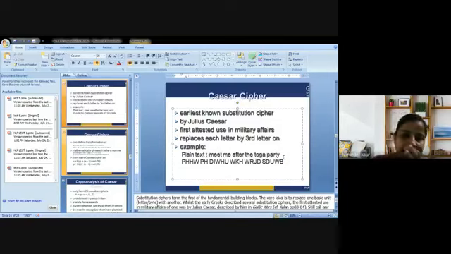M is replaced by P. E will be represented by H. Again E will be represented by H, and T by W. So meet will be represented by PHHW. Next is me. Again M is represented by P, and E by H. So me will be represented by PH.